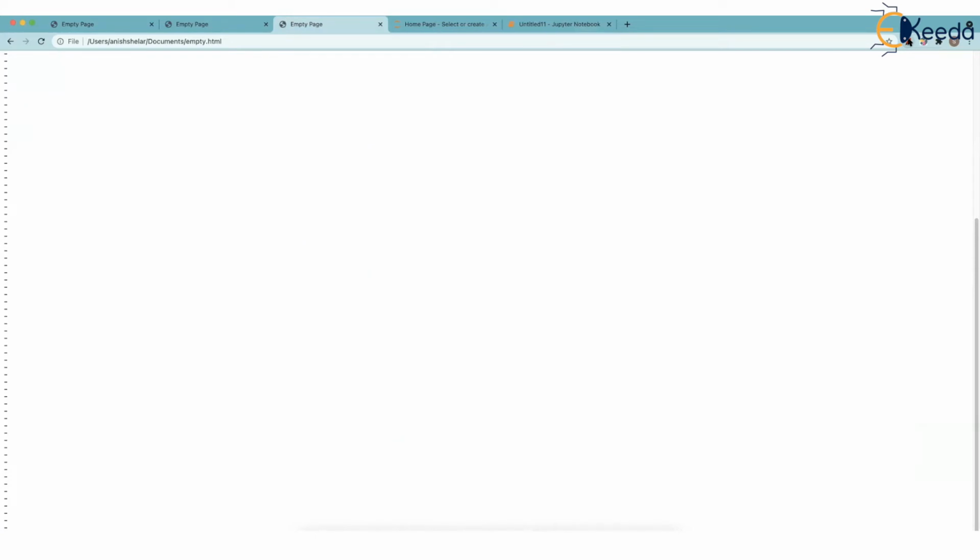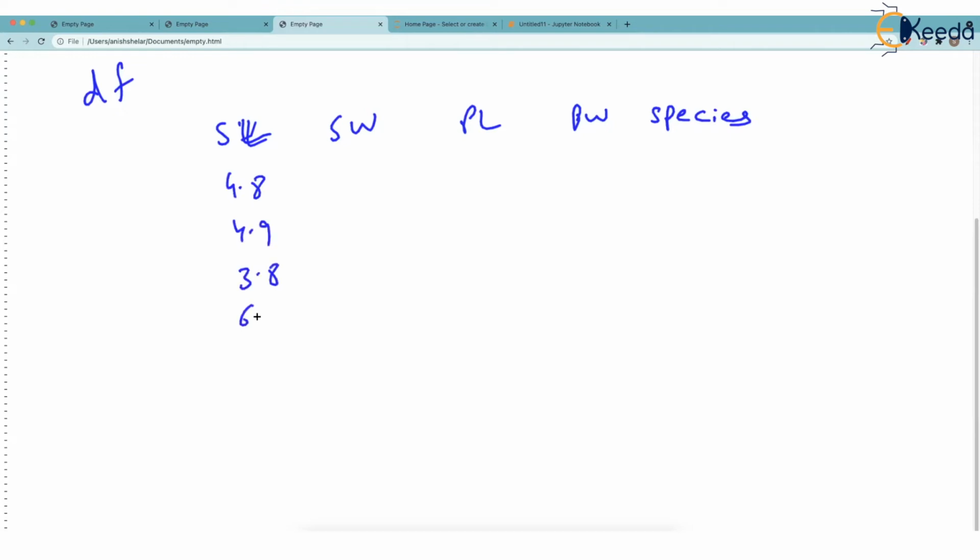See, this is our data frame, and it contains sepal length, sepal width, petal length, petal width, and species. And under sepal length, we have values like 4.8, 4.9, 3.8, 6.2, and 150 such values are there, because 150 rows are there. Same goes with sepal width, petal length, petal width, and species. Now have a look at this function, df.isNull.